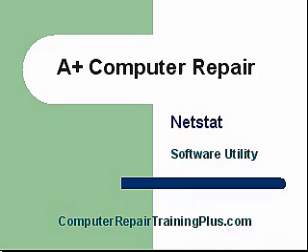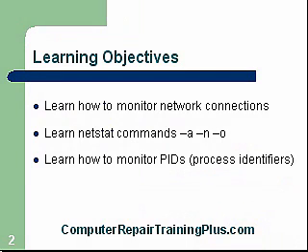Let's get started. Learning objectives. We're going to learn how to monitor network connections using Netstat. Netstat will show you if you have any TCP or UDP connections. This can be very helpful if your computer is running a little bit slow and you've got some processes running, you're not sure what they are. You might use Netstat to see if you have some connections to the network or the internet, and then you might do some investigation to find out what these processes are.